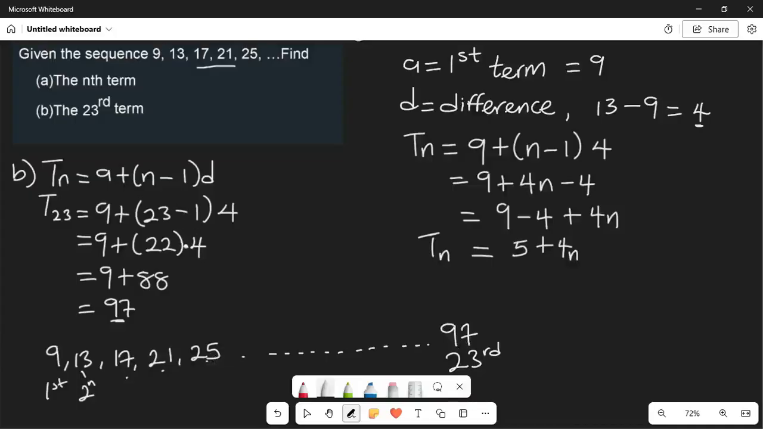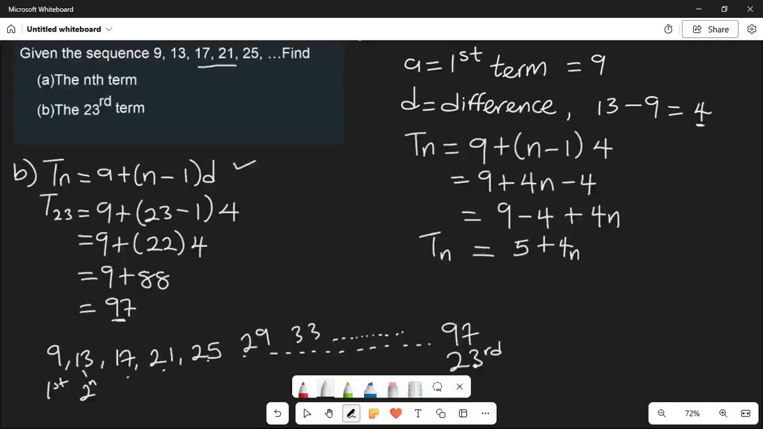So instead of you keeping on adding the difference, for instance, here we have 21. If you add 4 to 21, you have 25. If you add another 4, you have 29. If you add another 4, you have 33, and so on. Instead of you keeping on adding 4 till you get to the 23rd term, you can easily apply the formula, and you get the 23rd term. The same thing, even if you are asked to look for the 99th term, you still apply the same formula, and you are going to get that.